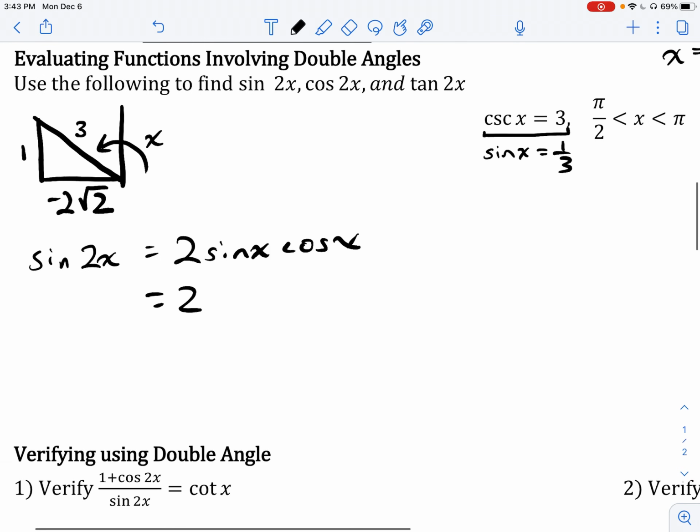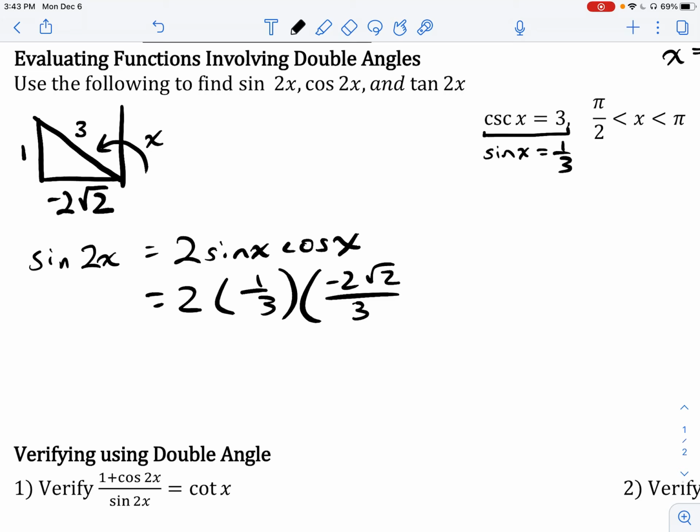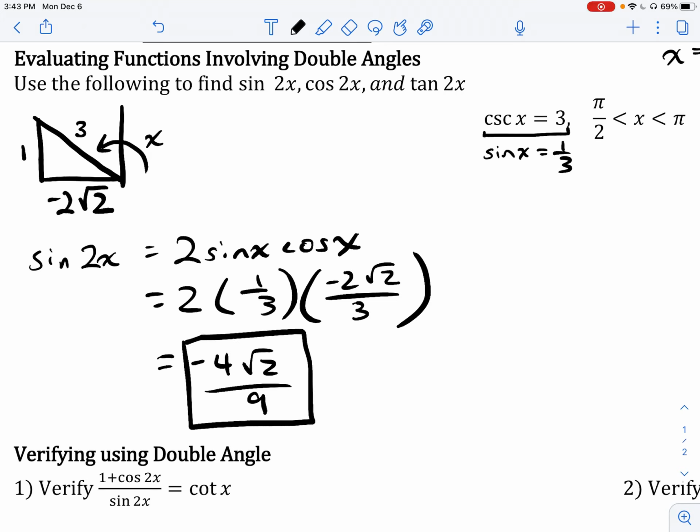Well, what is sine here based on what we've just sketched? Sine of x is given to us, 1 over 3. Cosine of x is negative 2 root 2 all over 3. And if we simplify all this, we get negative 4 root 2 over 9. Okay? Now see if you can use the double angle formulas for cosine and tangent. And yes, know that no matter which formula you use for cosine, you should still get the same thing.